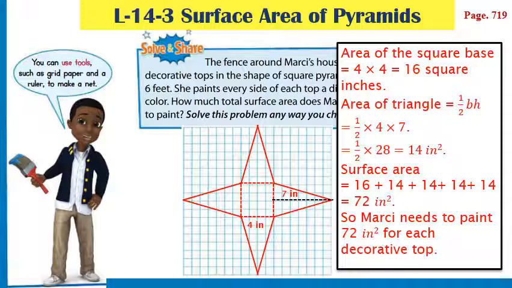Decorative tops are in the shape of square pyramids with base sides 4 inches and slanted height for the lateral triangle 7 inches each. Now area of the square base equals 4 times 4 equals 16 square inches. Area of triangle equals 1/2 times bh equals 1/2 times 4 times 7 equals 1/2 times 28 equals 14 square inches. Surface area equals 16 plus 14 plus 14 plus 14 plus 14 equals 72 square inches. So Marcy needs to paint 72 square inches for each decorative top. Great.